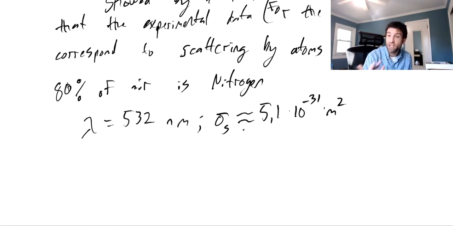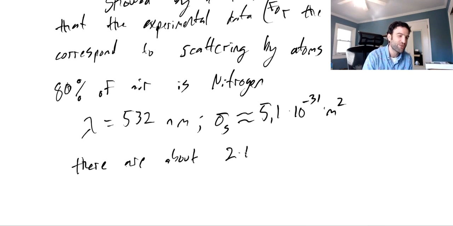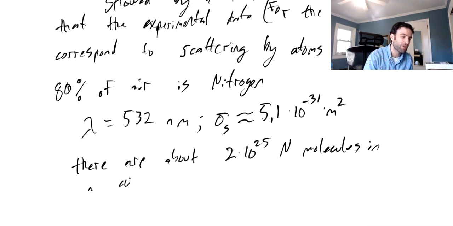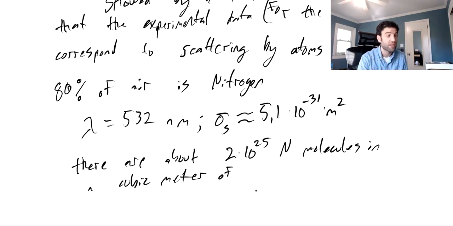What's the number density of nitrogen molecules in the atmosphere? Well, I had to look this up. There are about 2 times 10 to the 25 nitrogen molecules in a cubic meter of air at atmospheric pressure, at normal temperatures, at sea level, this kind of thing.